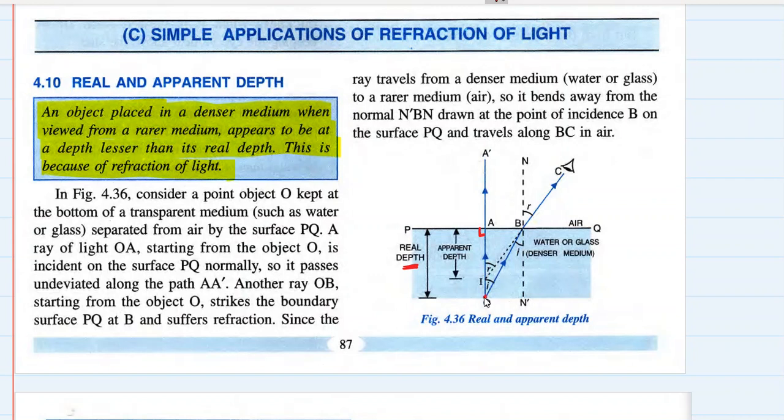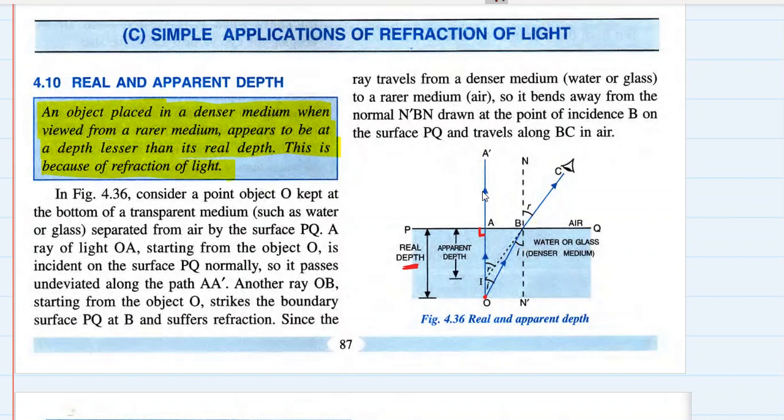So a ray of light is incident normally from the object onto the surface separating two media, and without suffering any refraction it emerges out into the rarer medium, that is air. So that ray of light is IA, and then it becomes AA dash. IA is the incident ray, AA dash is the refracted ray, which is actually not refracted.